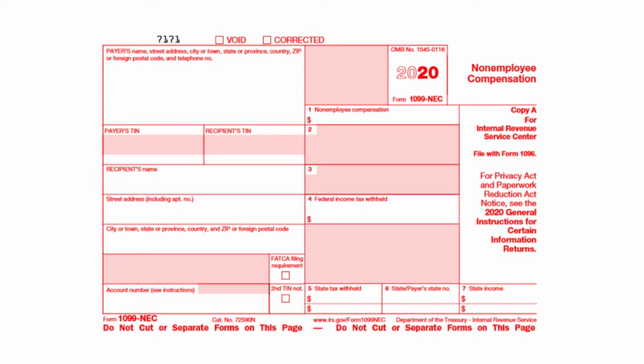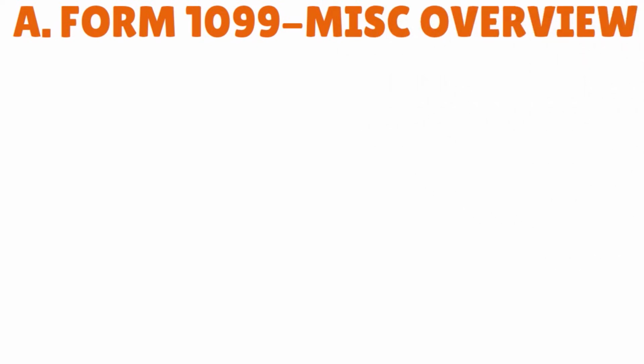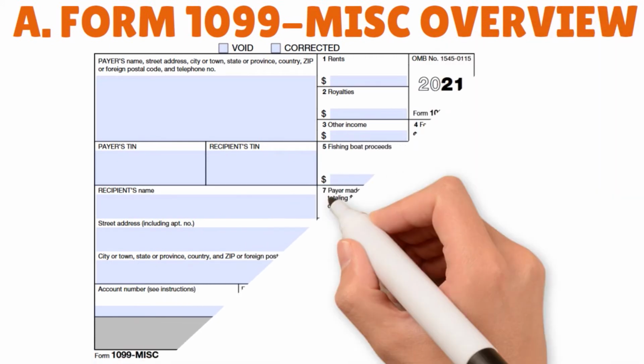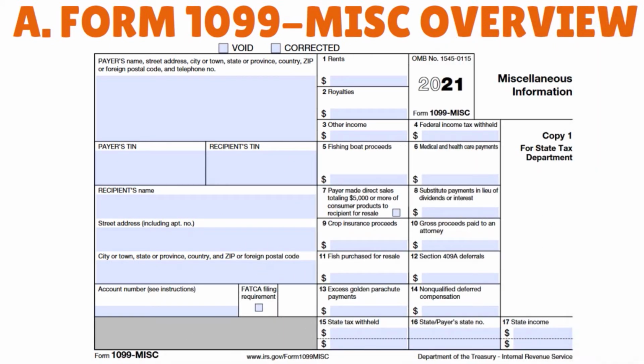So what I want to do here is talk to you first about Form 1099 MISC. I want to give you an overview. So Form 1099 MISC, miscellaneous income, is an information return businesses use to report payments and miscellaneous income. Very simple, right?